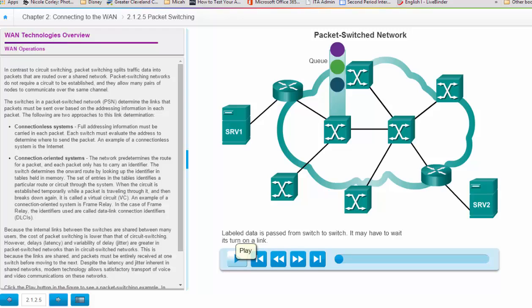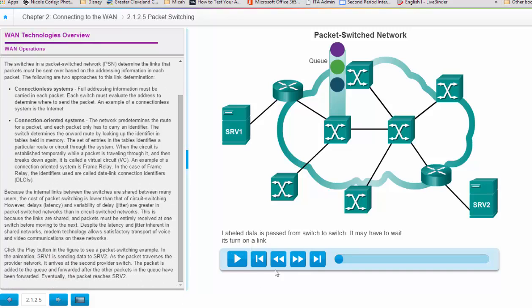Connection-oriented systems predetermine the route for a packet, and each packet only has to carry an identifier so that it knows where it's going. The switch determines the onward route by looking up the identifier in the tables held in memory. So it has a table of this information. The set of entries in the table identifies a particular route or circuit through the system, and when the circuit establishes this temporary route while the packet is traveling, and then it breaks it down again, it's called a virtual circuit, or a VC. An example of this is frame relay.